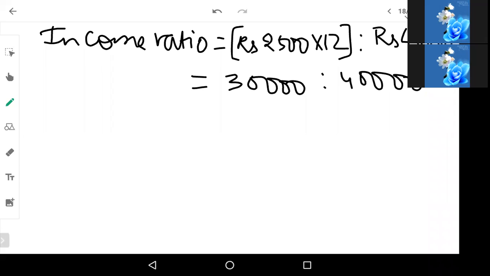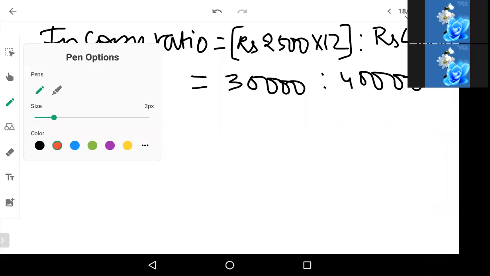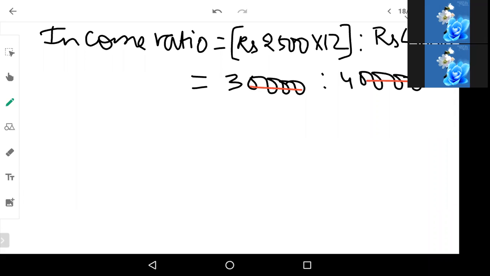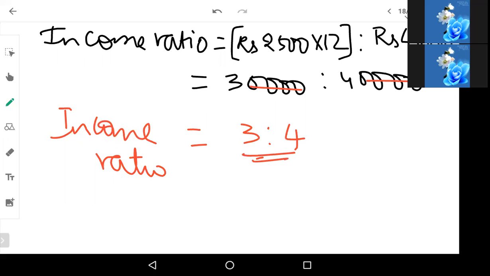So if you just cancel the zeros on both sides, the income ratio will be 3 is to 4. That will be the income ratio. Understood? Clear? Any doubts?